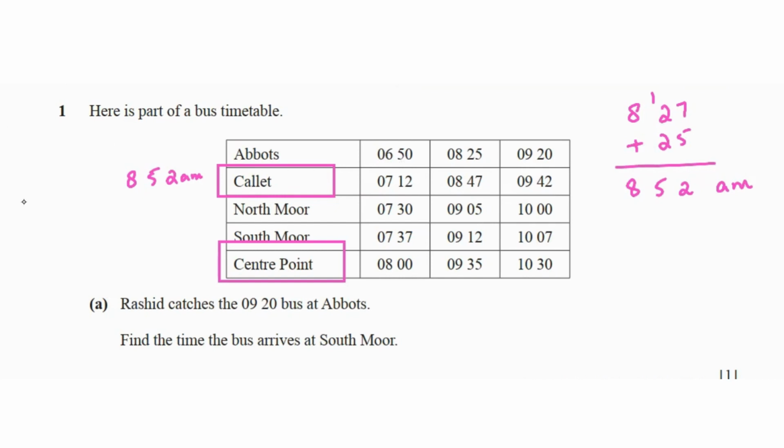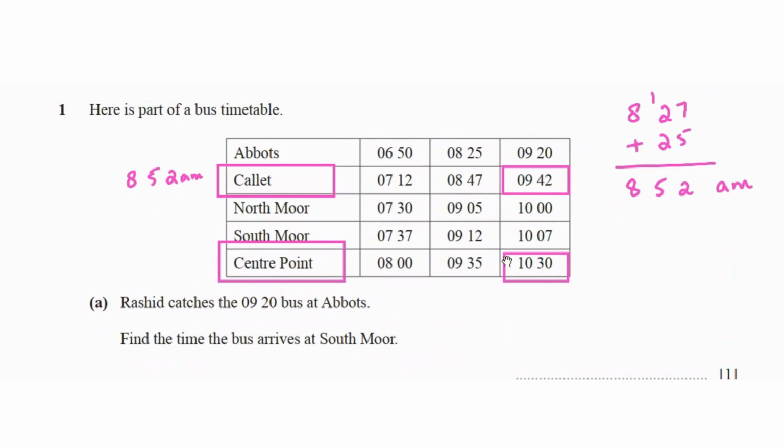So let's highlight that. This is the bus that she'll catch. So based on the bus that she'll catch, she'll reach Centrepoint at 10:30. So her entire journey from home to Centrepoint is going to be 25 minutes plus 50 minutes and plus 48 minutes.